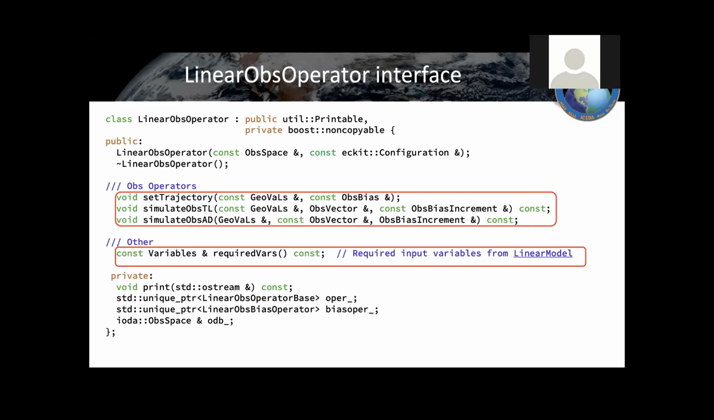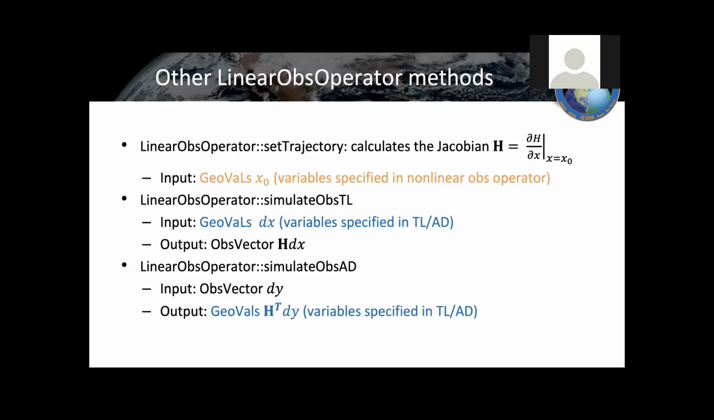For that first set of functions, the set trajectory function, the simulate obs tangent linear and the simulate obs adjoint function are basically used to implement trajectories and calculate the tangent linear and adjoint observables. So that means we can calculate Jacobians and we can perform our work on increments. Again, we've got three functions there that are different from the regular observation operators. And if we want to do a simulation, we have to implement our linear class.